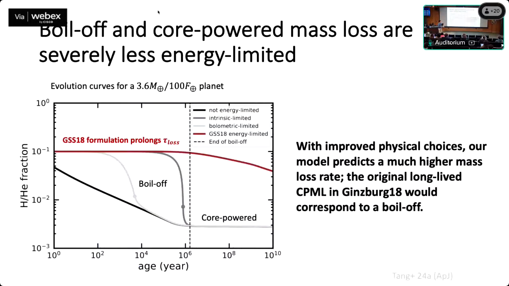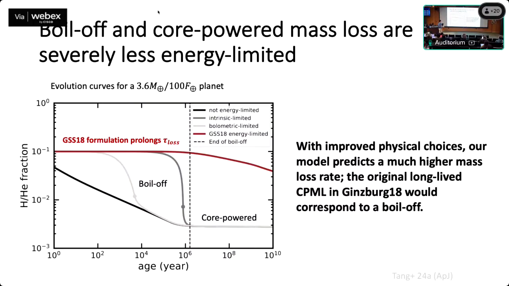in there. So by incorporating those new understandings into actual modeling, we found that both boil-off and core-powered mass loss are severely less energy limited, which leads to a faster mass loss rate and a shorter time scale. Here I'm comparing with the previous evolution as in Ginzburg et al. It leads to a long-lived slow mass loss over gigayears.